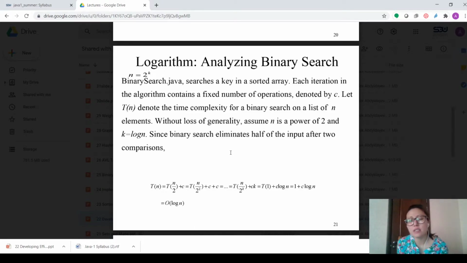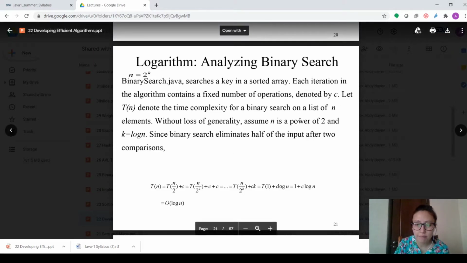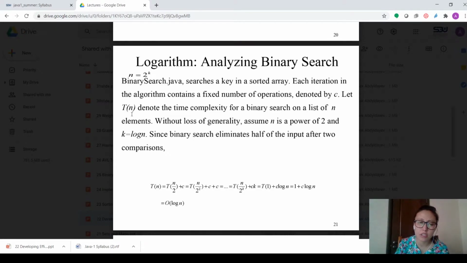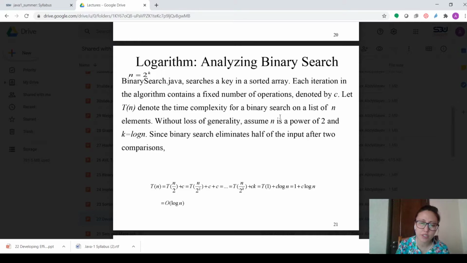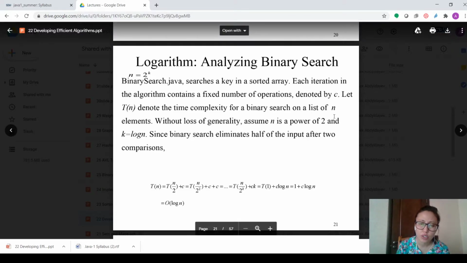Some functions have execution time as logarithm. Which one of them? Assume that we have here binary search and it searches for a k in a sorted array. Each iteration in the algorithm contains a fixed number of operations denoted by C. Let's denote T(n) the time complexity for binary search. Without loss of generality, assume n is a power of 2 and k is equal to log n.